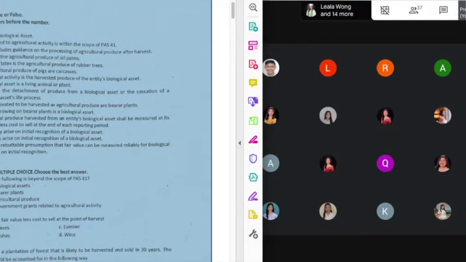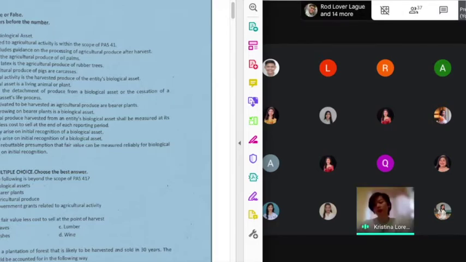Let's proceed to number 5, similar to number 4. Number 5: Harvested latex is the agricultural produce of rubber trees. And number 6: The agricultural produce of pigs are carcasses. So both 5 and 6 are true because it is explicitly stated in the table in the standards.